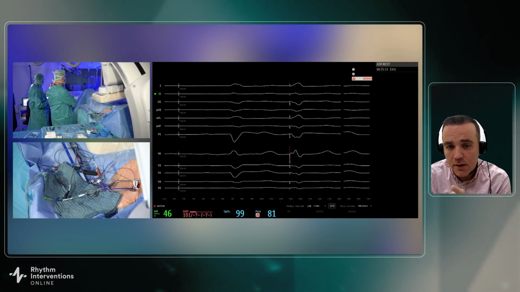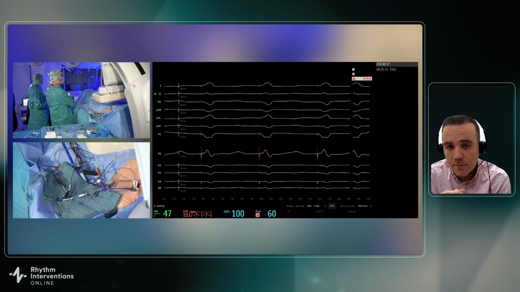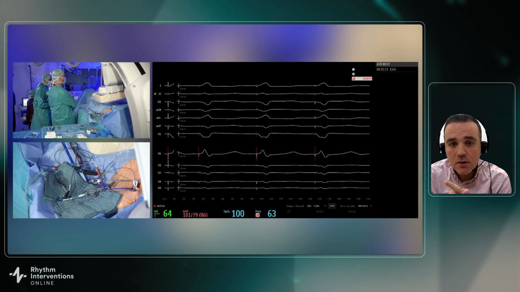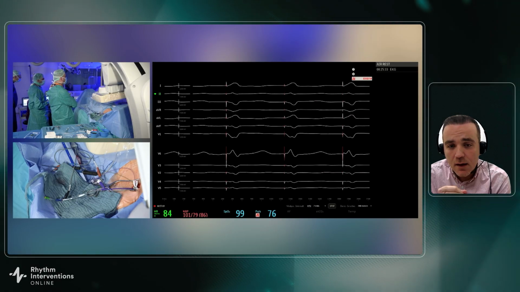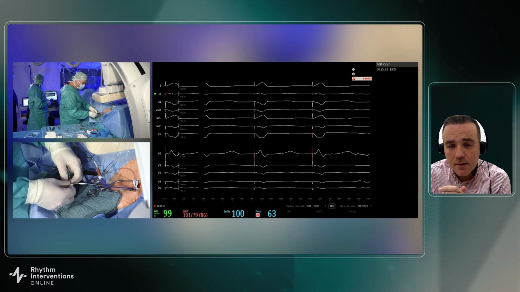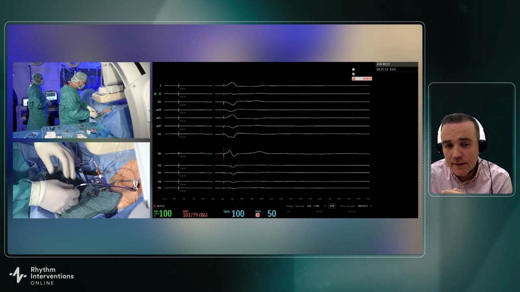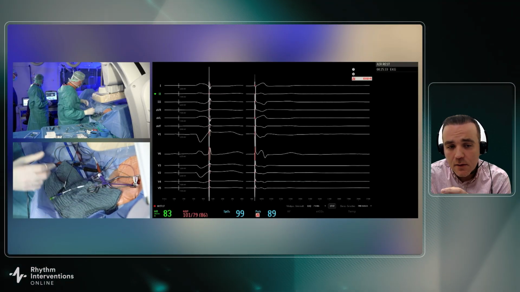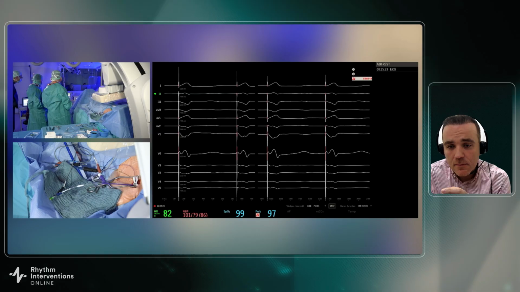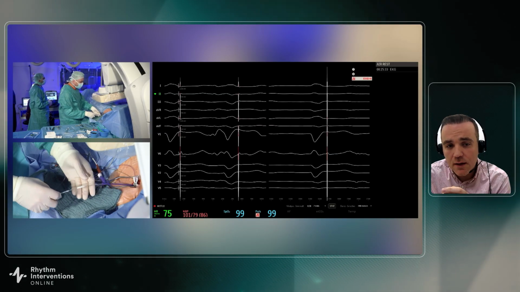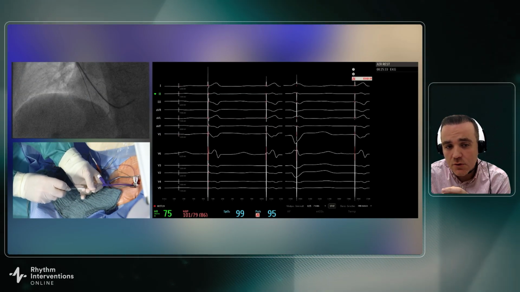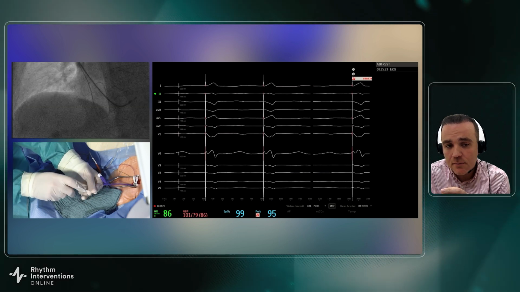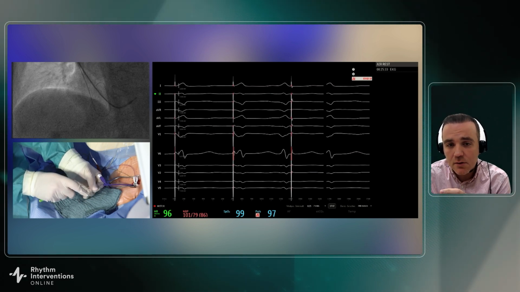Here we can see the native ECG, and here we pace and we see the morphology in V1. We have a W wave morphology in V1. And my initial impedance was around 800 ohm, with a good current of injury. And then I continue rotating my lead and looking at the ECG, and at the same time looking at the impedance and the current of injury.